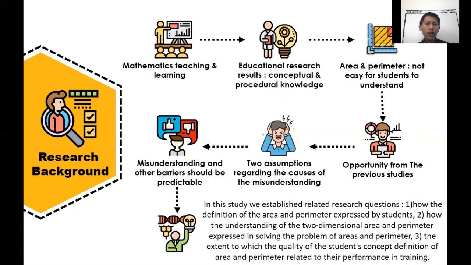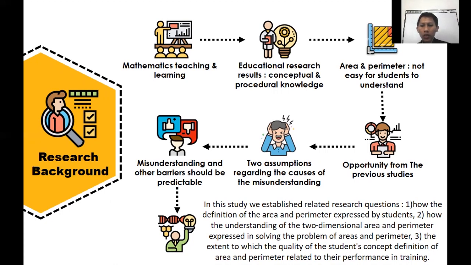Area and perimeter are often a source of confusion for students because they both involve the area to be measured, or students are told formulas to solve the concept simultaneously. Several previous studies have found that student ability in the field of geometry and measurement, including area and perimeter, is weaker when compared to other topics.